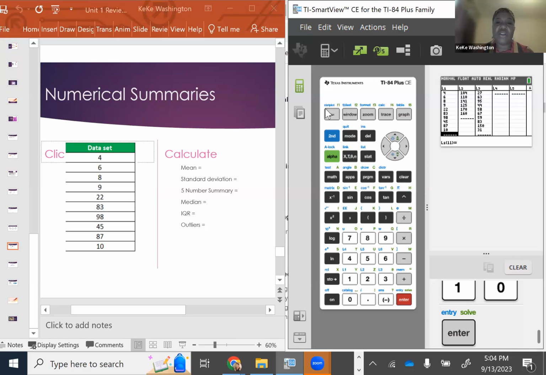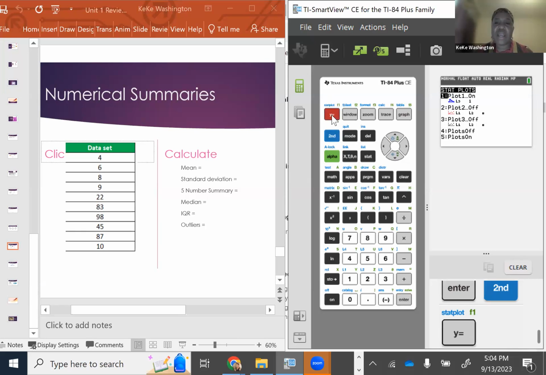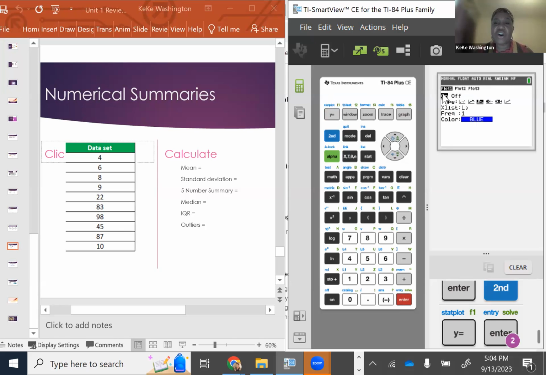All right, so all your graphs are under Stat Plot right there. It's in blue, so I'm going to go second and Y equals. Press enter, make sure it's on. You only want to have one of these plots on. If you have more than one on, the graphs will overlap. All right, we're going to scroll down, go over to the histogram, and press enter.